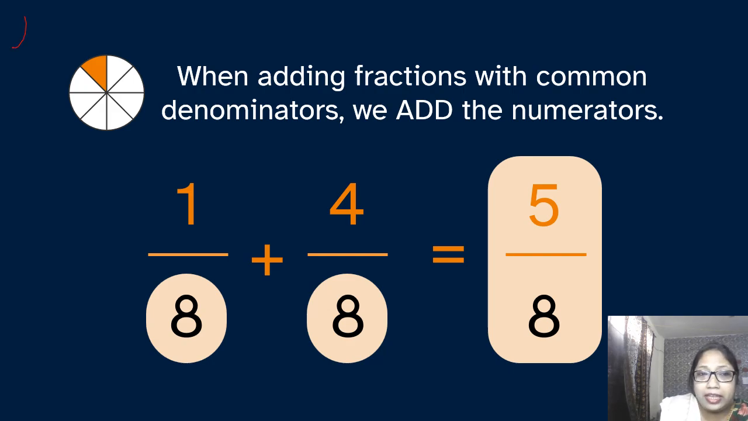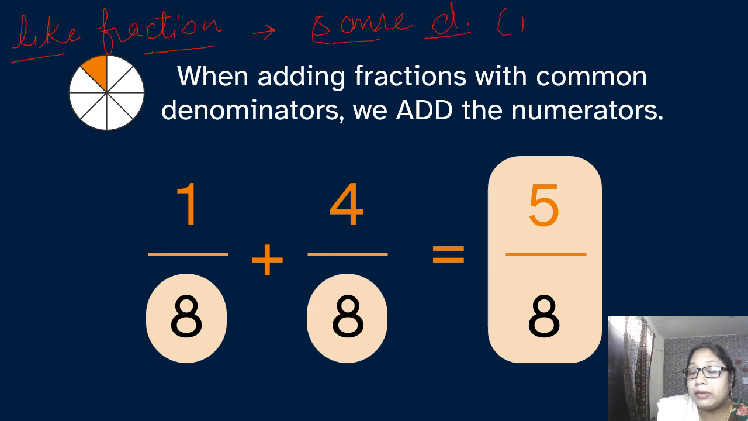Like fractions क्या होते हैं? Like fractions वो होते हैं जिनके denominators same होते हैं. The fractions which have the same denominators, means bottom part same होता है. When adding fractions with common denominators, we add the numerators. Common denominator means same denominator. That means like fractions.